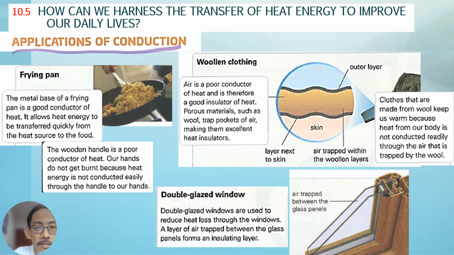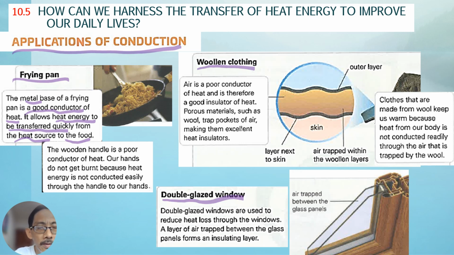conduction. In this slide you can see that there are three examples of such applications: frying pans, woolen clothing and double glazed window. The very first one, frying pan, I'm quite sure all of us are familiar with it, or definitely you have come across it. The metal base of a frying pan is a good conductor of heat. We all know that metal allows heat energy to be transferred quickly from the heat source, which is the fire, to the food so that the food can be cooked easily.